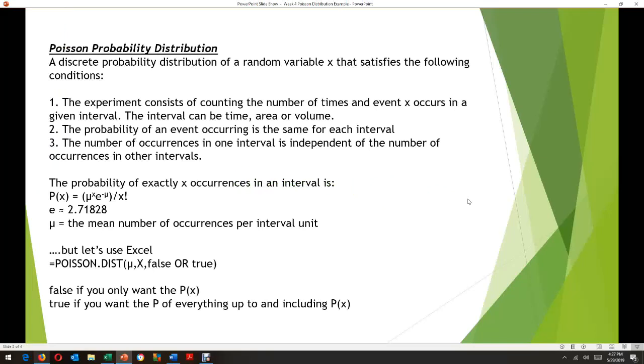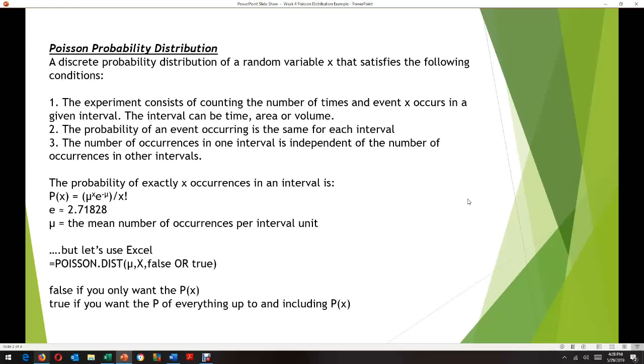Notice the criteria here. The experiment consists of counting the number of times an event occurs in a given time period, although it could be within a given area or volume. It's usually time, though. We're usually talking about time intervals. So that's the key. If you're looking at a problem that asks you to consider something over a period of time, it's going to be a Poisson. The probability of an event occurring is the same for each interval, and the number of occurrences in one interval is independent of the number in the others.